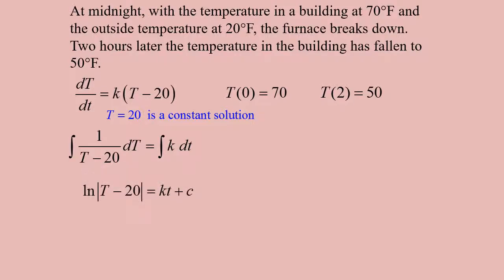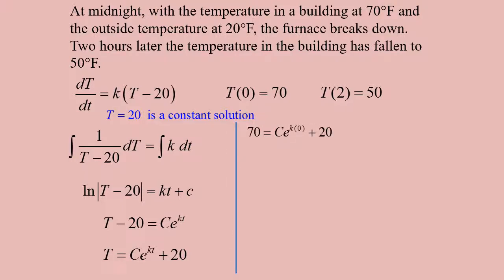And then we'll try solving for the temperature, capital T, in terms of time, lowercase t. And we do that by doing the natural exponential of both sides, and then rewriting e to the kt plus c as c times e to the kt. So we'd end up with T equals c e to the kt plus 20. Using our initial condition, lowercase t equals 0, when the temperature is 70, we will solve for our constant of integration.